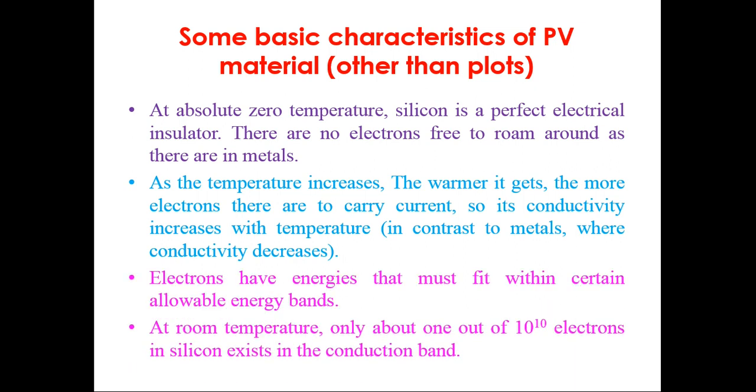So electrons have energy that must fit in a certain allowable band. At room temperature, only about 1 out of 10 raised to 10 electrons in the silicon exist in the conduction band. So when the light falls, those electrons are excited with the range of visible light and contribute to the formation of electron hole pairs and ultimately the current.